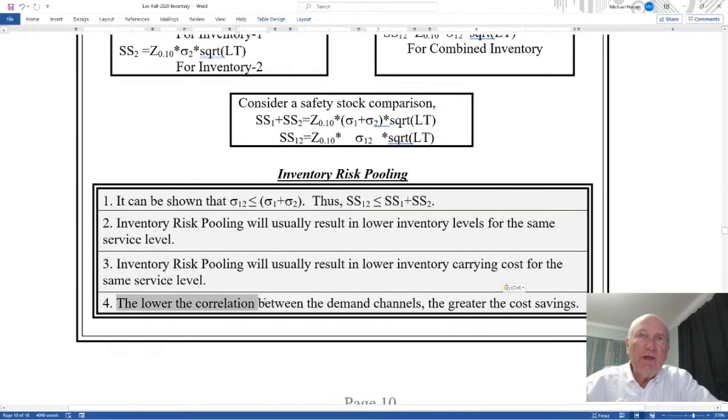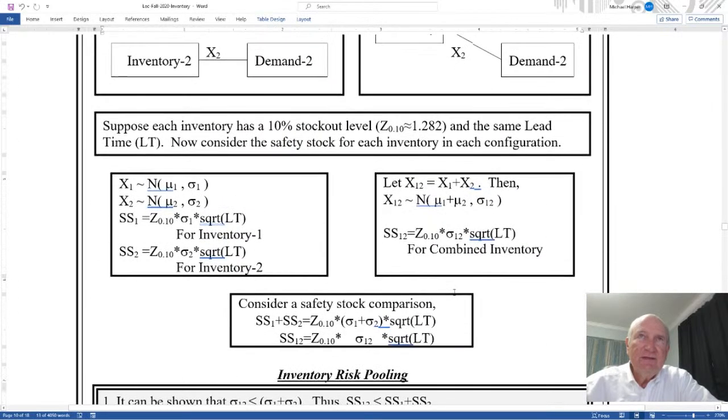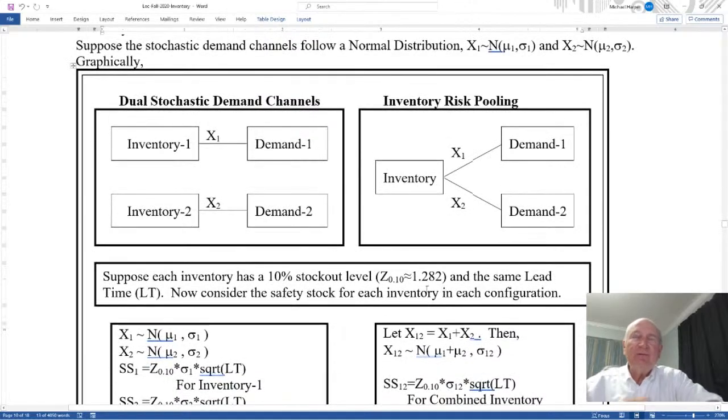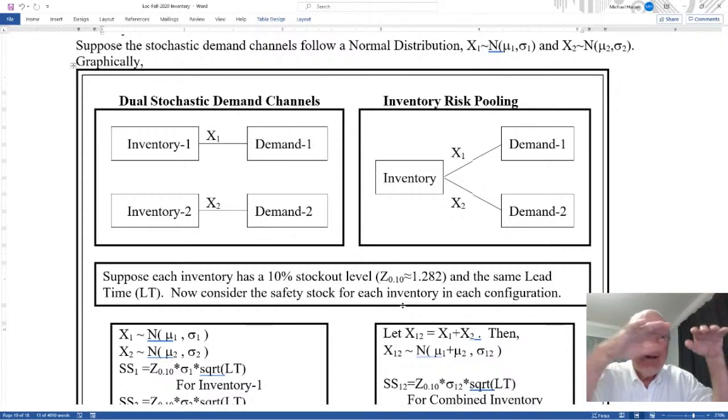The lower the correlation between the demand channels, the greater the cost savings. So, when you're looking at your demand, you're looking at these different demand streams. The more different they are, the more different you can plot them and see. Then by risk pooling, inventory pooling, and centralizing your inventory, the cost savings gets larger the more different they are. That's what that means.